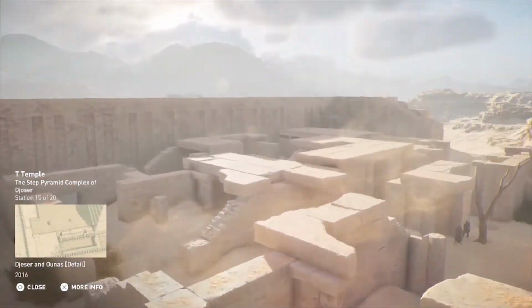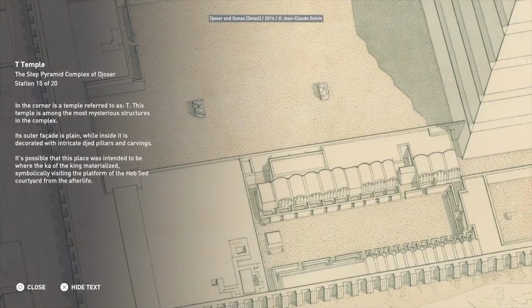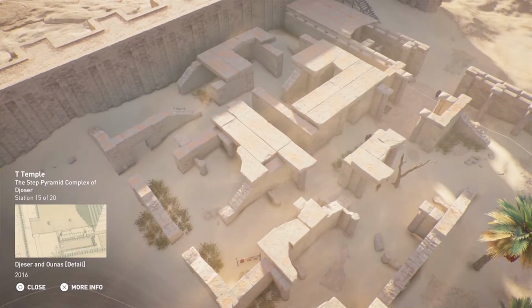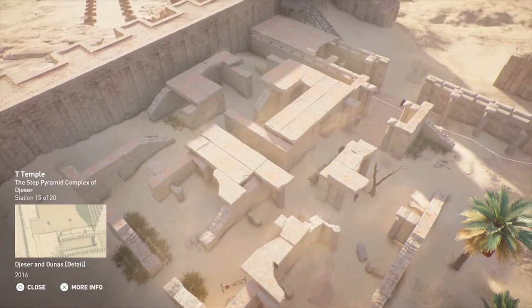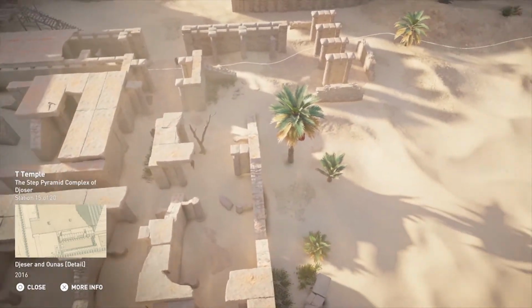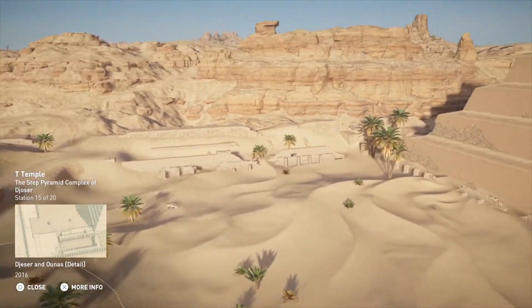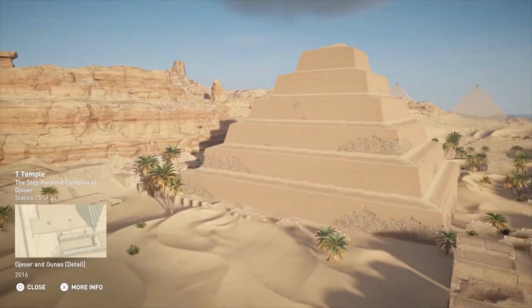In the corner is a temple referred to as T. This temple is among the most mysterious structures in the complex. Its outer facade is plain, while inside it is decorated with intricate jed pillars and carvings. It's possible that this place was intended to be where the Ka of the king materialized, symbolically visiting the platform of the Hebsed courtyard from the afterlife.